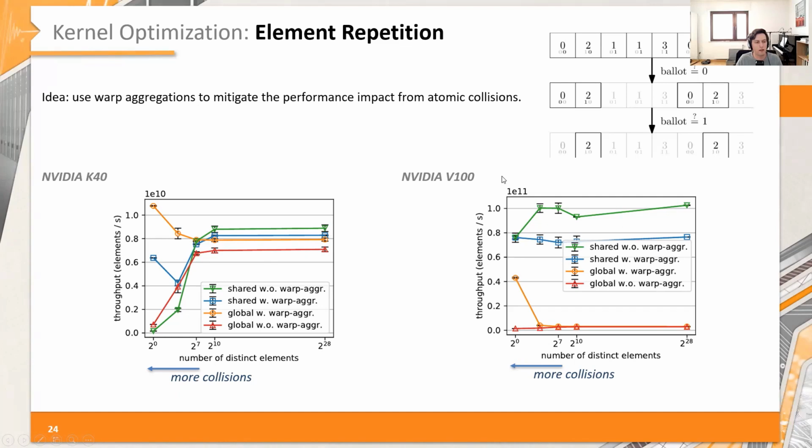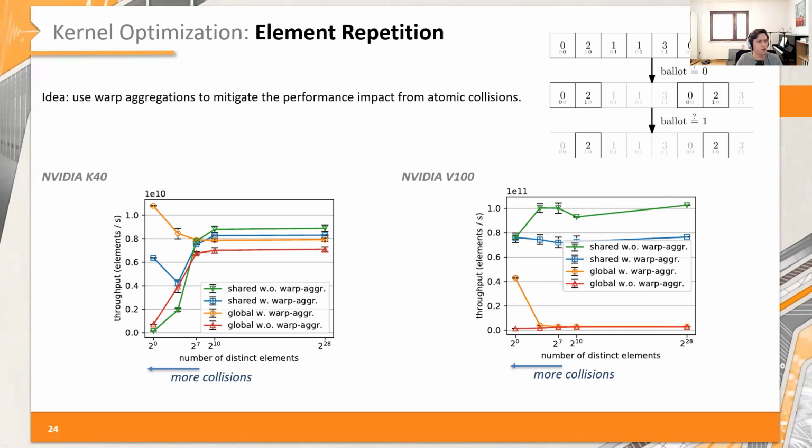On the V100, the performance difference is much different, because basically we see on the shared memory side almost no impact of collisions, because they have native hardware support for resolving atomic collisions. We even see that using warp aggregation decreases the performance by almost 20% compared to not using it. But on the global memory side, if you're using global memory atomics, this kind of warp aggregation still makes sense.